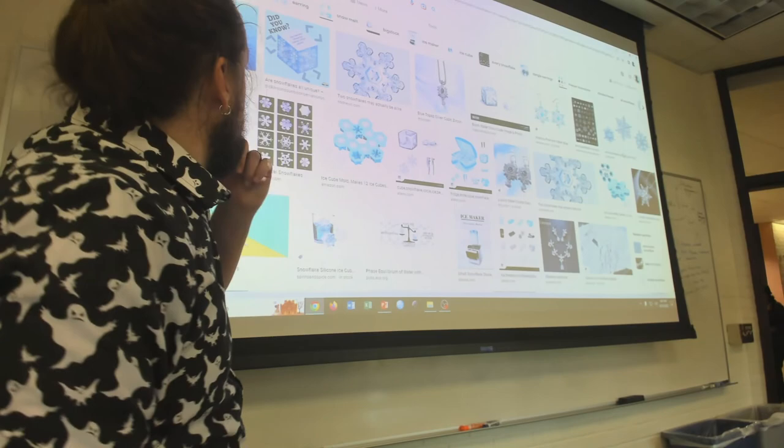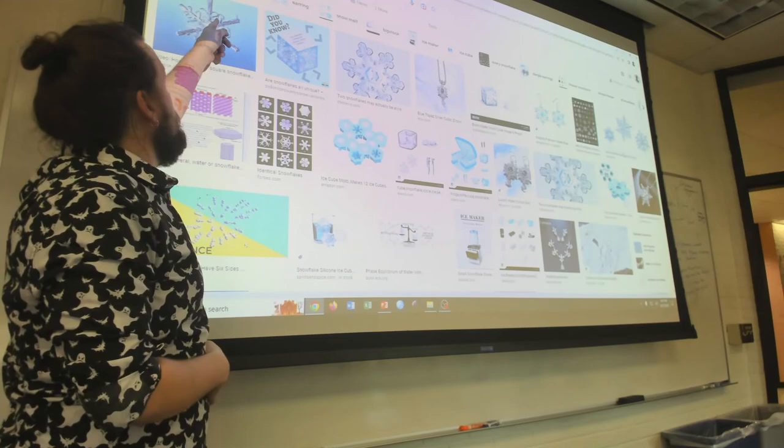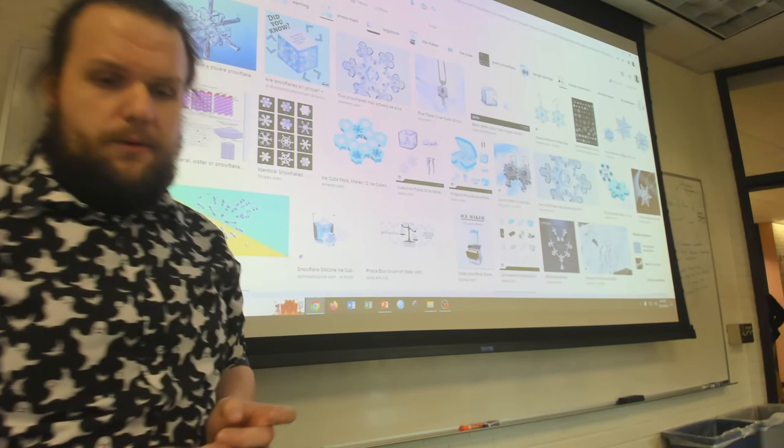But I would assume that a cubic ice snowflake would look a lot like this, but instead it only has four vertices. Right? And instead of having a tessellated hexagonal pattern, you would have a tessellated square pattern. I don't think anyone's ever made one before. Can we make one? Yeah, if you can figure out how to do it, yeah, by all means. Okay. Yeah, that'd be pretty cool.